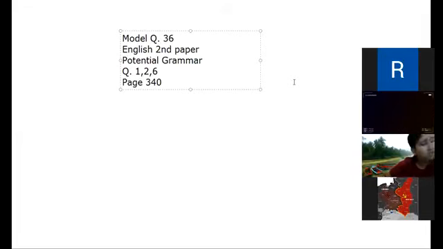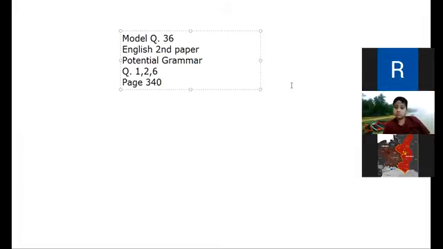Wahidur Rahman. Mr. Wahidur Rahman. Yes, sir. Question number 1, please. Okay, sir. The prize giving ceremony is an occasion of joy. The last prize giving ceremony of our school was held on 2nd March in the school compound.